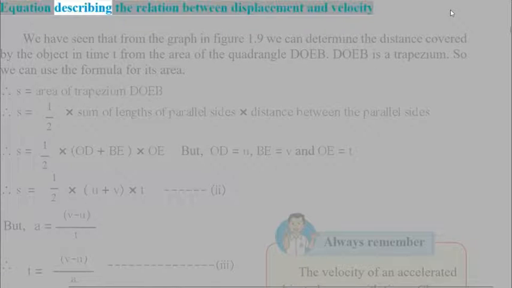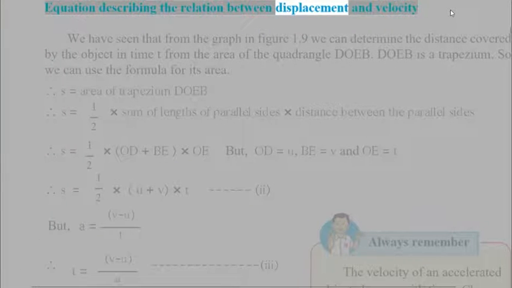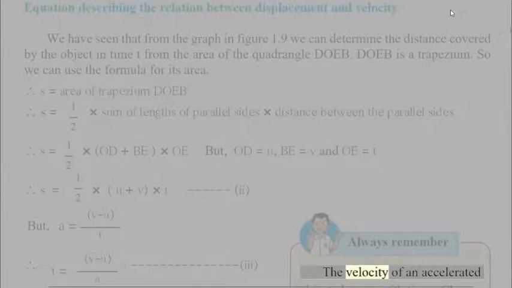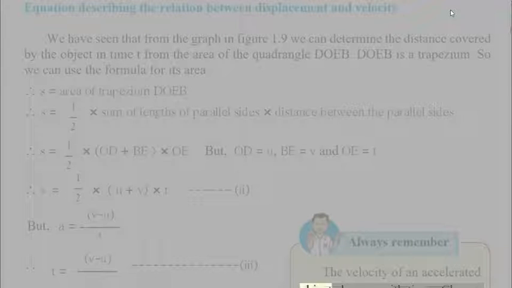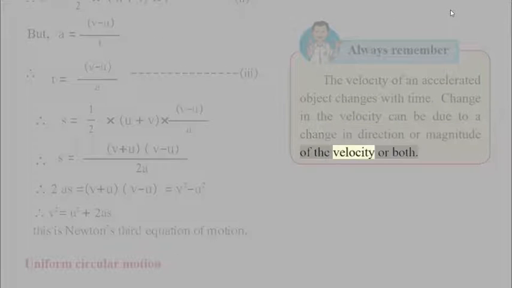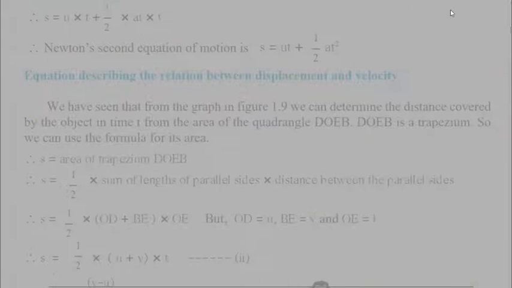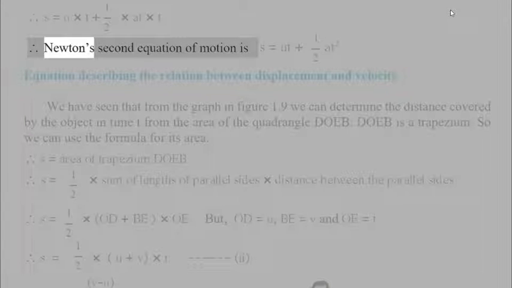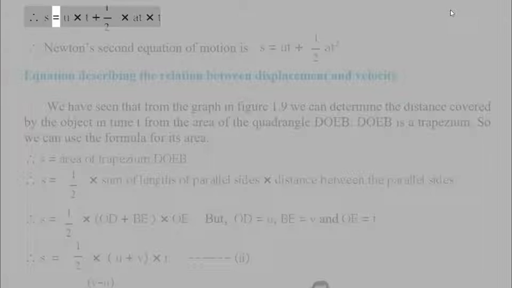Equation describing the relation between displacement and velocity. The velocity of an accelerated object changes with time. Change in the velocity can be due to a change in direction or magnitude of the velocity, or both. Always remember, Newton's second equation of motion is s equals ut plus half at squared, that is, s equals u times t plus half times a times t times t.